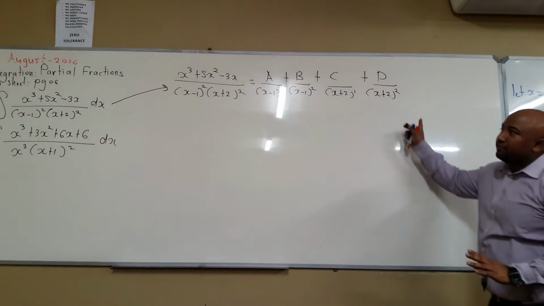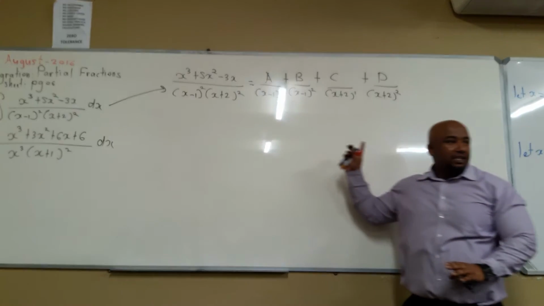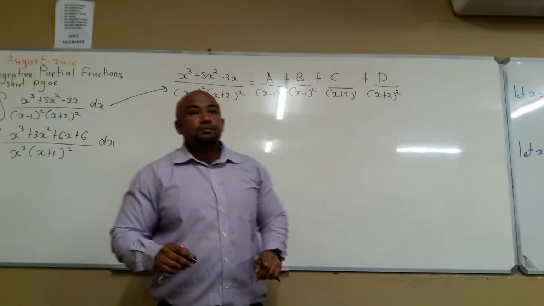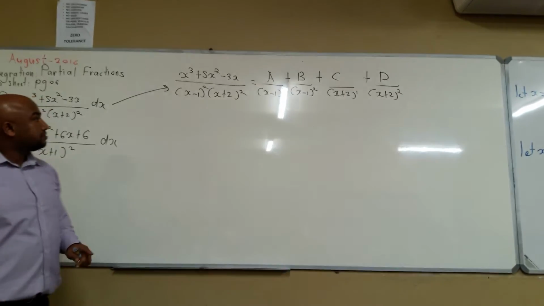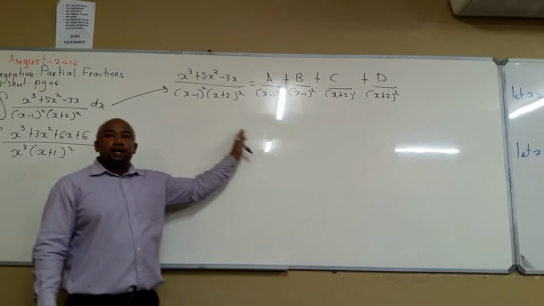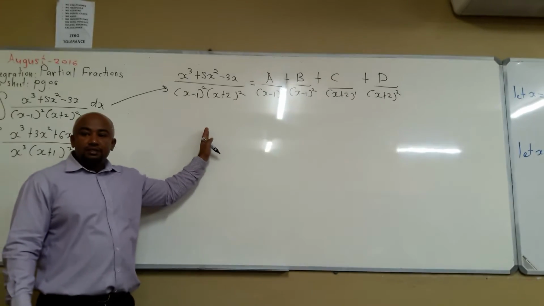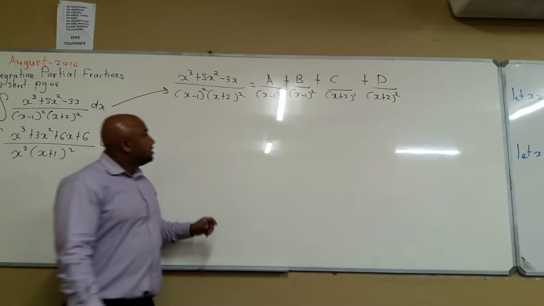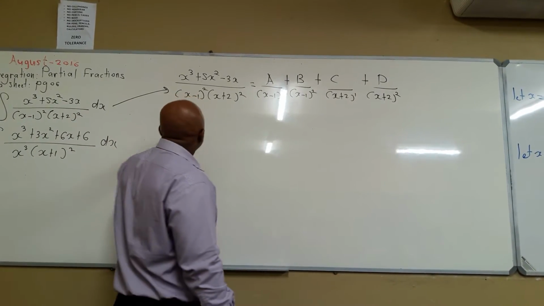Right, so that is the first step. Simple to write down. What is the next step? We need to multiply by the denominator throughout. Okay. So let's see what happens when we multiply.